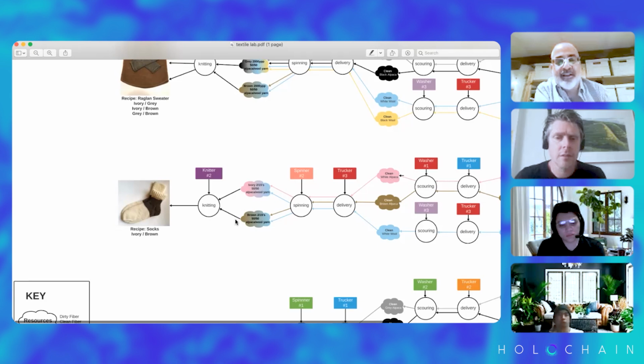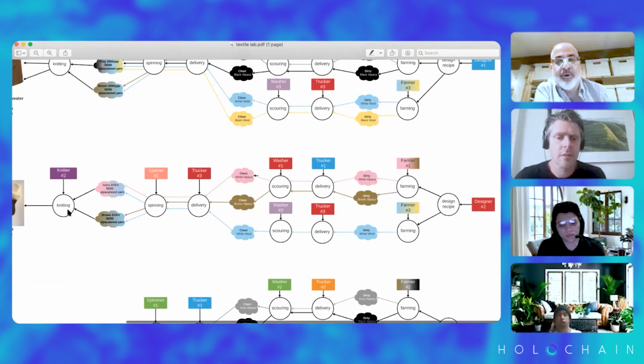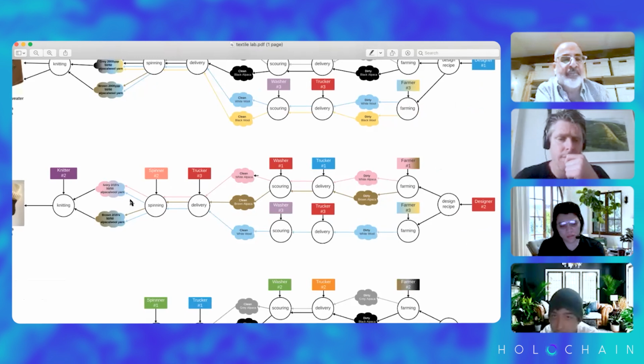What we've done is move the designer all the way to the front of the supply chain. That's what we're talking about. So now the designer has the ability to actually design. It can connect with the farmers, pick the resources it needs for its final product, decide where it's going to scour, where is it going to spin, which spinning mills does it want to use. It's going to have all these resources to actually work with.